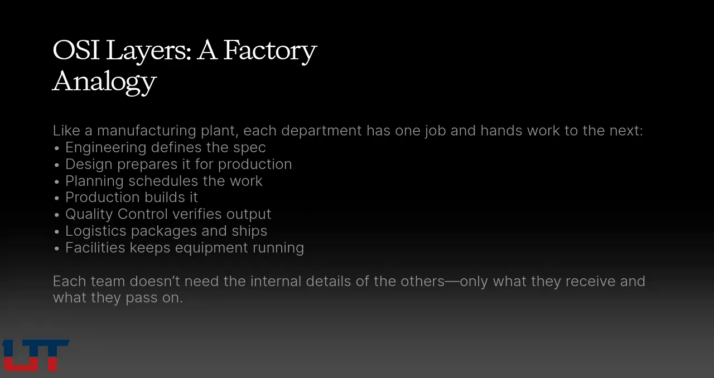Each department does its job, hands off to the next, and doesn't need to know the internal details of what the other departments do. A failure in one department shows up as a problem for the departments that depend on it, but the failure is isolated. Networks work the same way. Each layer adds something, and when communication fails, the layer where the failure happened determines what kind of fix is needed.